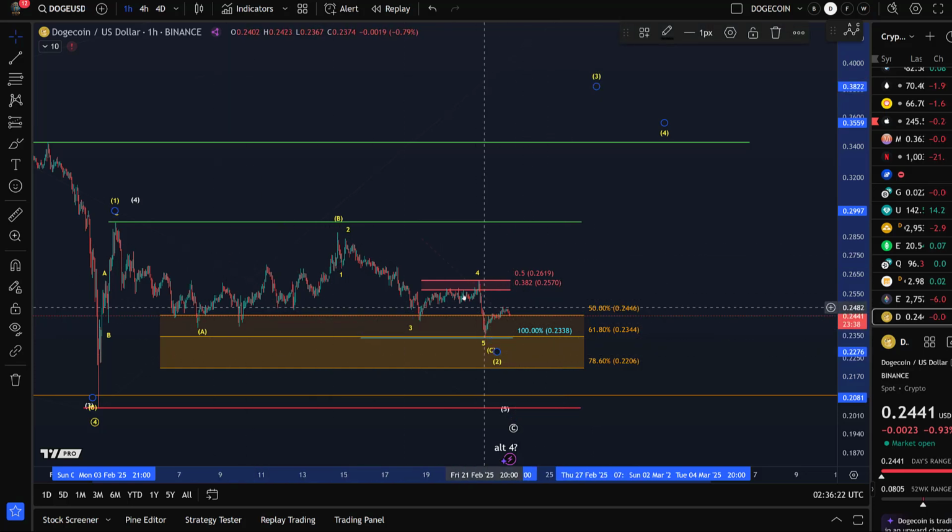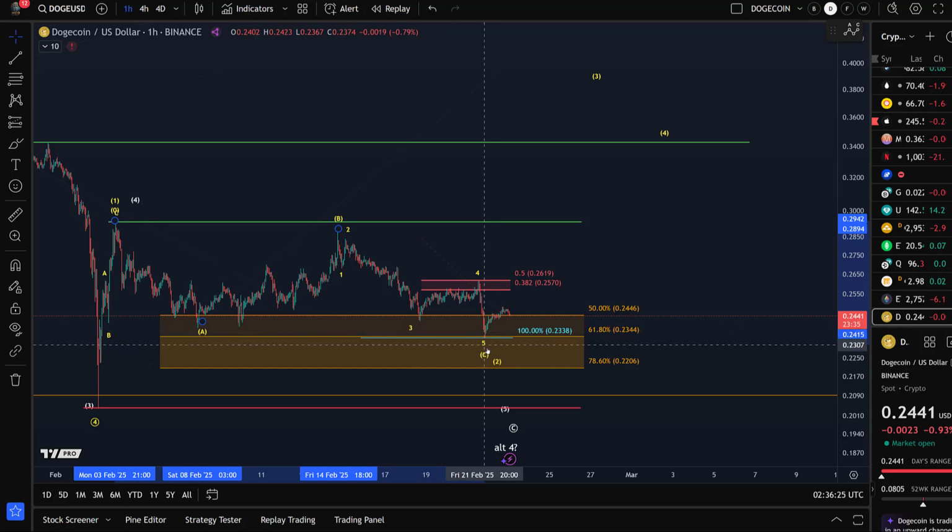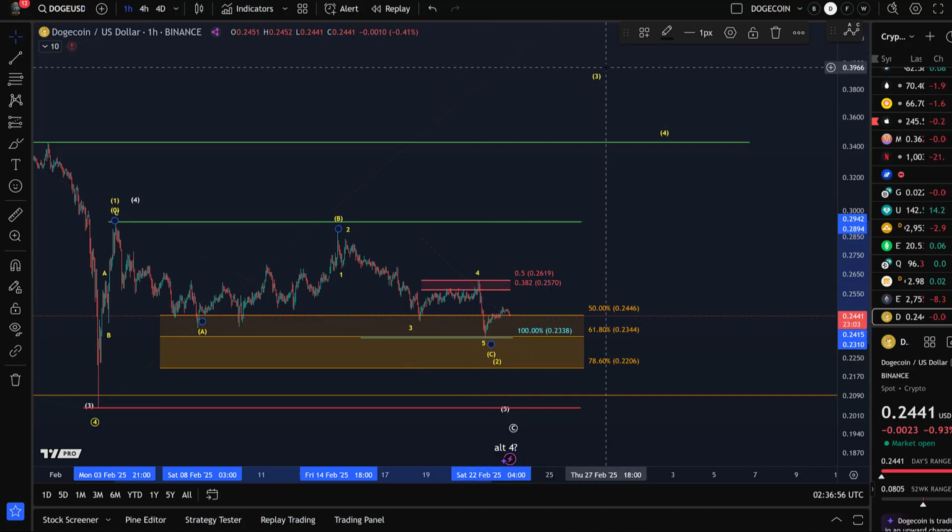One way of calculating a target for a C wave is to take the length of the A wave and project that out to get to a C wave. The C wave target is usually the 100% extension, at least the first ideal target. And guess what? We've actually reached that. There was some confluence here between 23 cents and 24 cents: 2 main Fibonacci levels, a 61.8 retracement and 100% extension. And yep, there's been the expected bounce. The question is now, can we actually move higher and start the 3rd wave?